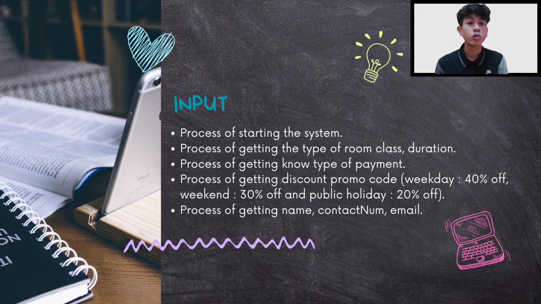Now I want to present to you the inputs for this project. First, the process of starting the system. Second, the process of getting the type of room class and duration. Third, the process of getting the type of payment. Fourth, the process of getting the discount promo code, which is weekday 40%, weekend 30%, and lastly, public holiday 20%. The last input for this project is the process of getting name, contact number and email.